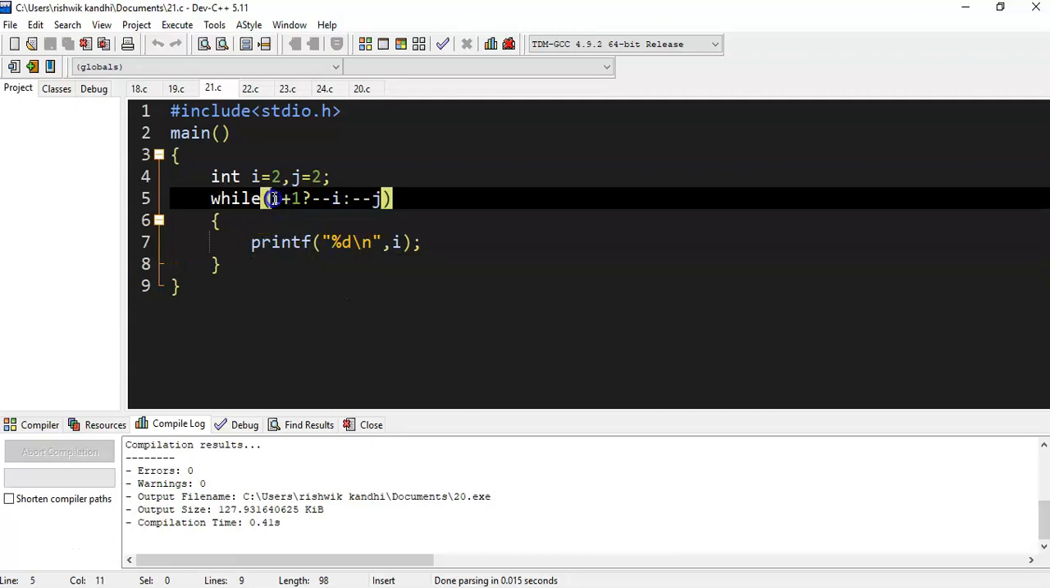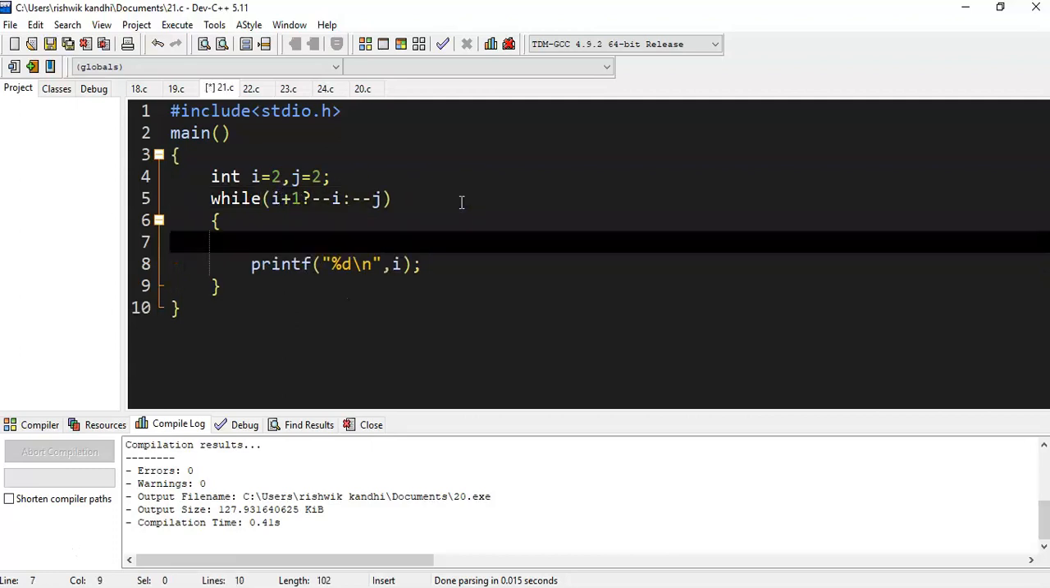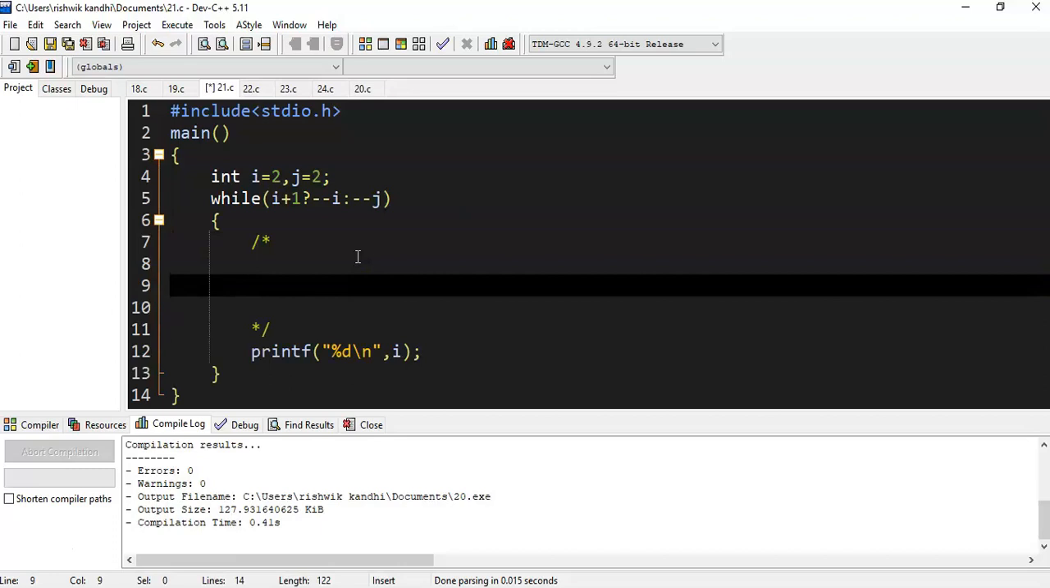Okay, so i plus 1. What is i plus 1? Initially we have taken i equal to 2, and 2 plus 1 is nothing but 3. So what do you mean by 3? The conditional operator, the question mark operator, returns output in the form of true or false. So 3 is nothing but a true value. Anything other than 0 in C language is considered as true, including negative numbers. So here 3 is nothing but the true value.